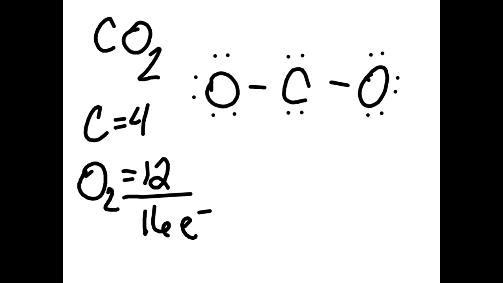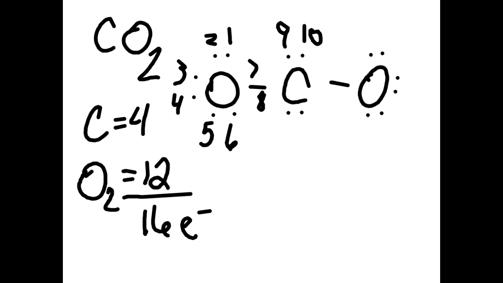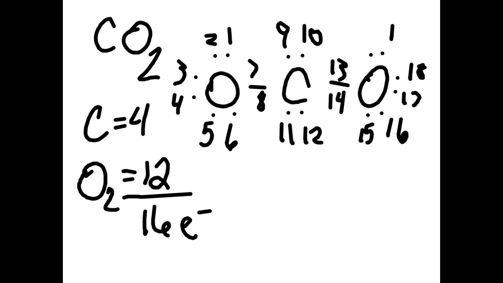Alright. Let's count the total number of electrons right now on this compound. Valence electrons, that is. There are 20. Okay? So for those of you that didn't see how we got that, 1, 2, 3, 4, 5, 6, 7, 8, 9, 10, 11, 12, 13, 14, 15, 16, 17, 18, 19, 20. There are 20 electrons on this structure. Okay? Yes?